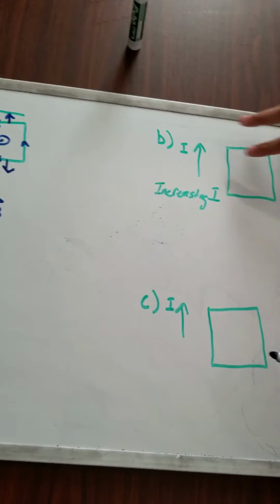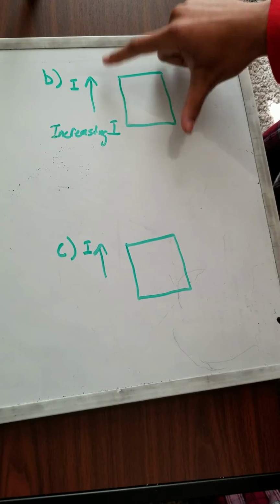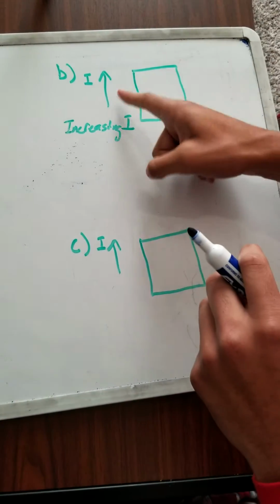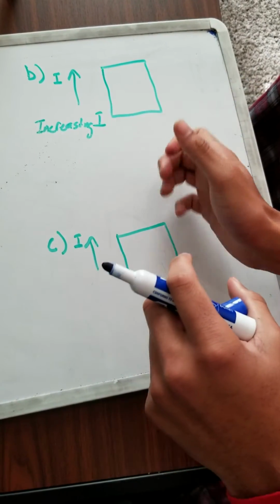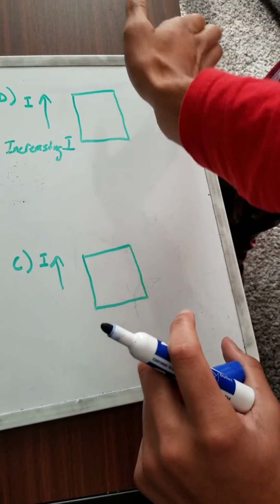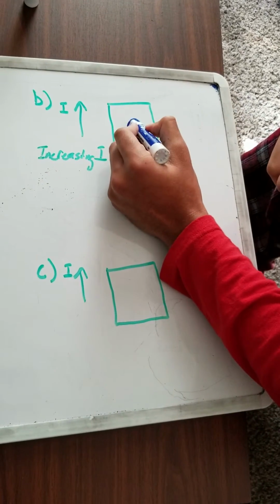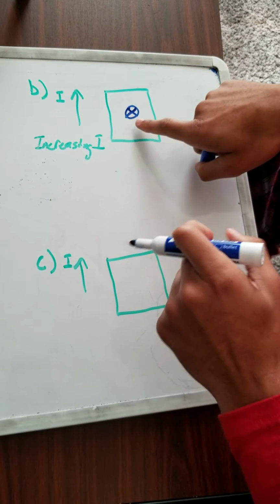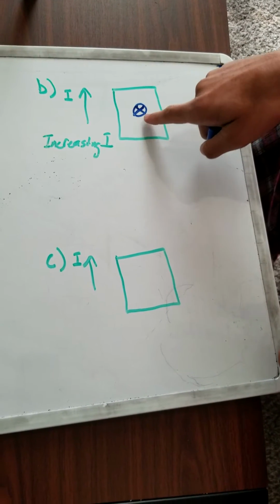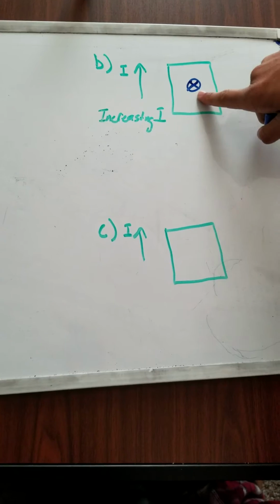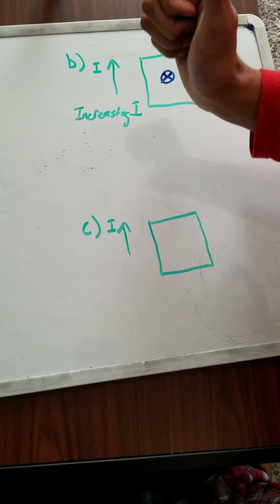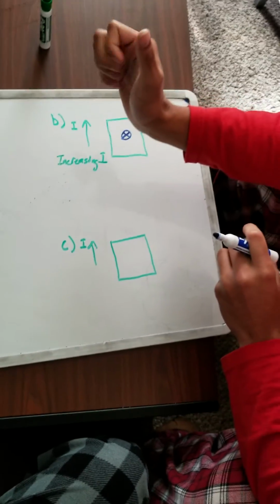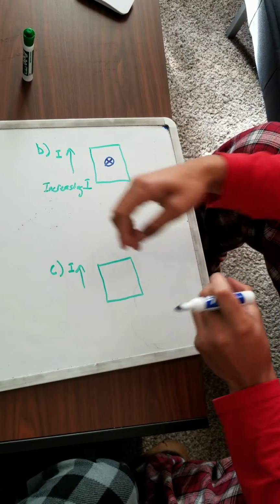Now for B, we have an increasing current creating a magnetic field inside of the box. So if the current is increasing upward, the magnetic field inside of the box would be into the page. Because it's increasing, to counteract this increase in magnetic field into the page, the box will induce a magnetic field that is out of the page. And due to the induced magnetic field out of the page, it creates an induced current that is counterclockwise.